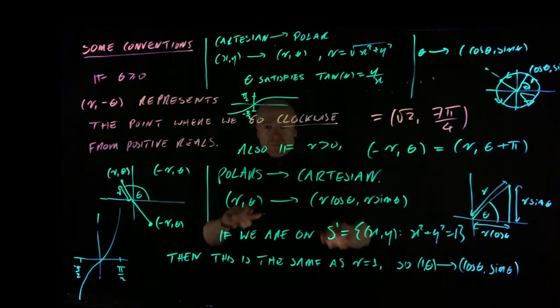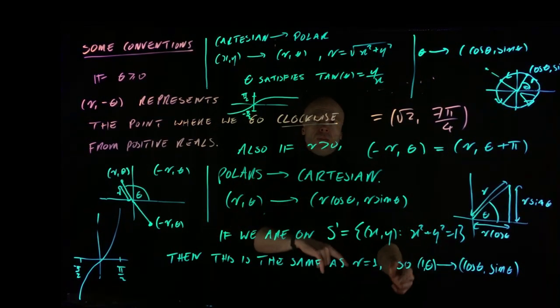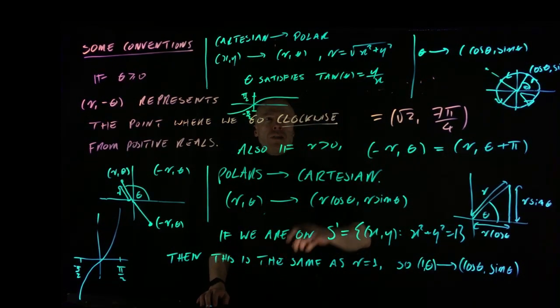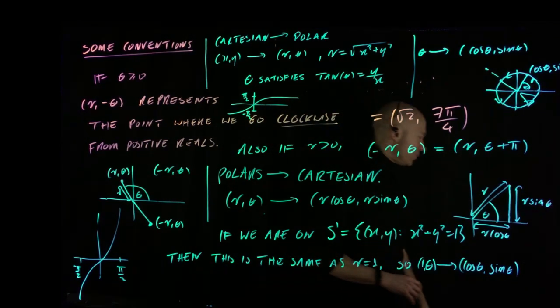Okay, but summary. Polar to Cartesian is very easy, just this formula. Cartesian to polar, a little bit more subtle. The radius is easy. The angle, we have to think about a little bit. Cool. All right.